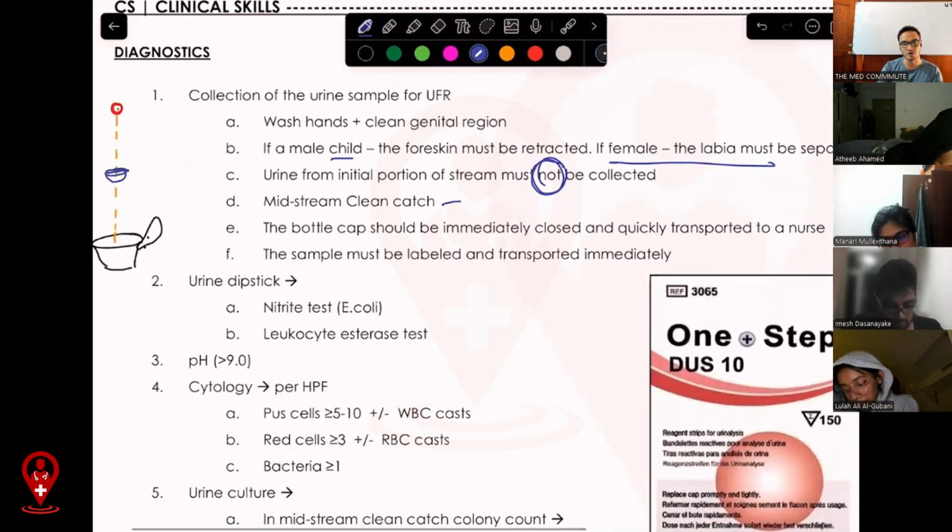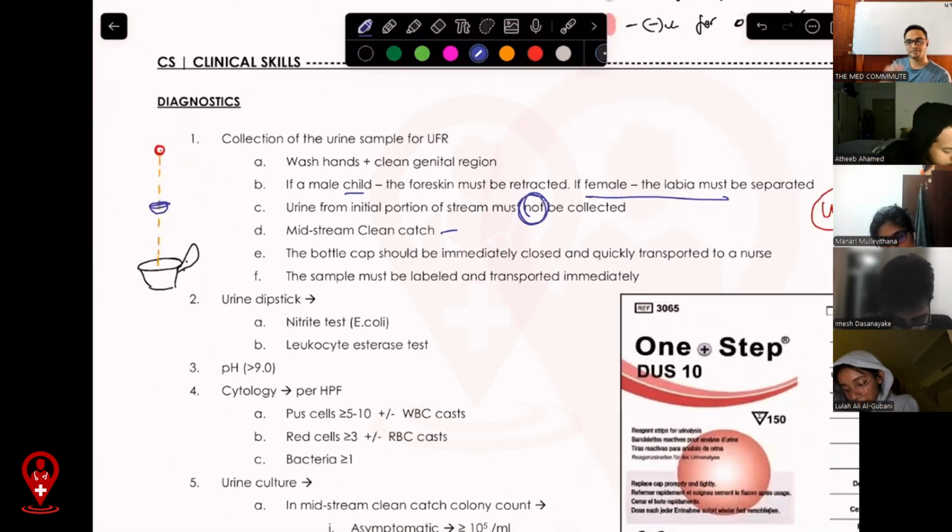The bottle cap should be immediately closed and quickly transported to a nurse's station, and from there to the lab. Important point here: you must label the bottle.